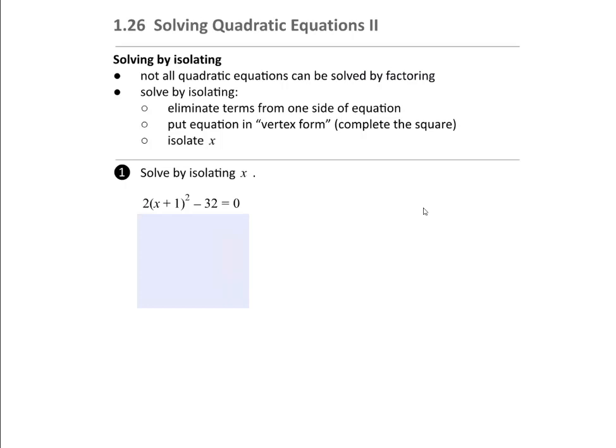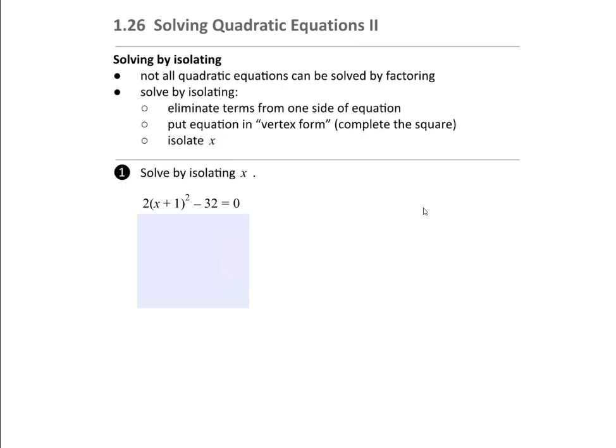This is 1.26 Solving Quadratic Equations Part 2, Solving by Isolating. Not all quadratic equations can be solved by factoring, so this is a different way that we're going to solve. We need to solve by isolating. Eliminate the terms from one side of the equation. Put the equation in vertex form by completing the square. I'll show you guys how to do that. And isolate x.